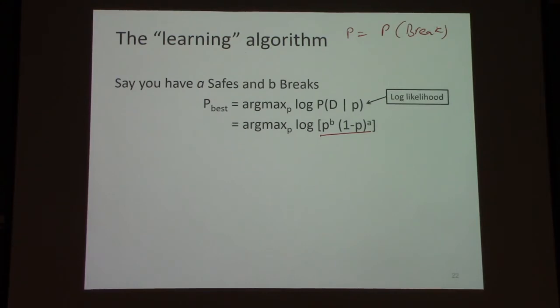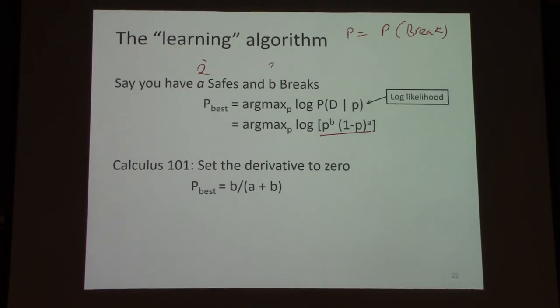And at this point, it's just an exercise in Calc 1. You can take the derivative of this quantity, set it to 0, and you get the probability of the maximum likelihood estimate is simply b divided by a plus b. What is that? It's the number of failures divided by the number of failures plus the number of successes. The probability of failure, and we had here in the example that I had, you had 2 failures and 3 successes. So the maximum likelihood estimate is exactly what your intuition told you it was. It's 3 divided by 5.